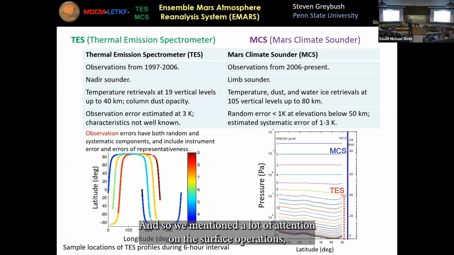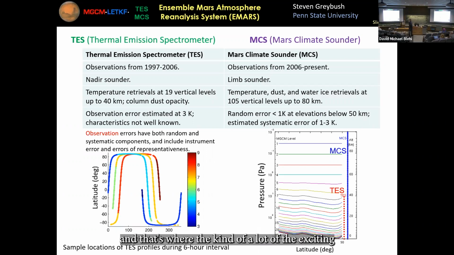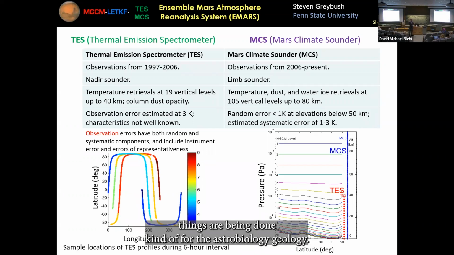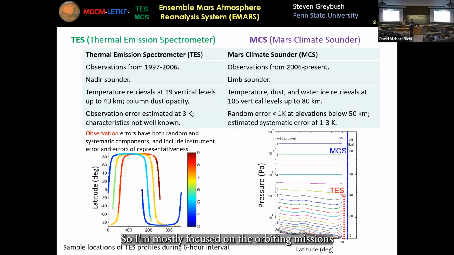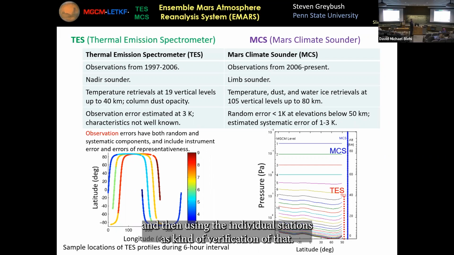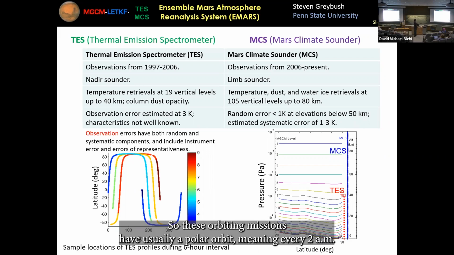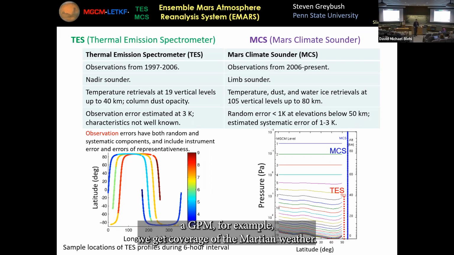We mentioned a lot of attention on the surface operations, and that's where a lot of the exciting things are being done for the astrobiology and geology. But for weather, we want to get data points around the globe. So I'm mostly focused on the orbiting missions and then using the individual stations as verification of that. These orbiting missions usually have a polar orbit, meaning every 2 a.m. and 2 p.m., for example, we get coverage of the Martian weather.